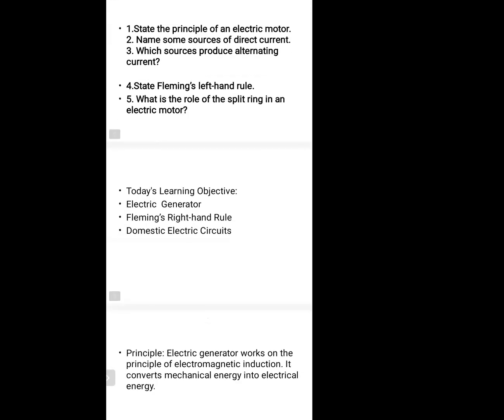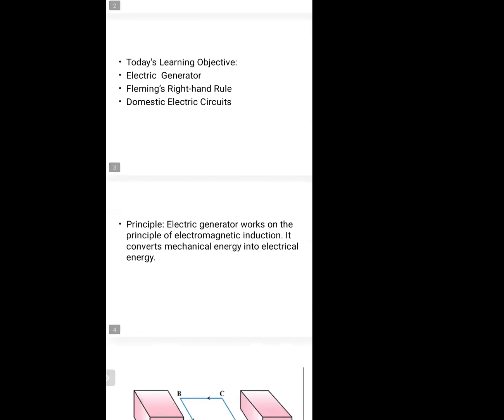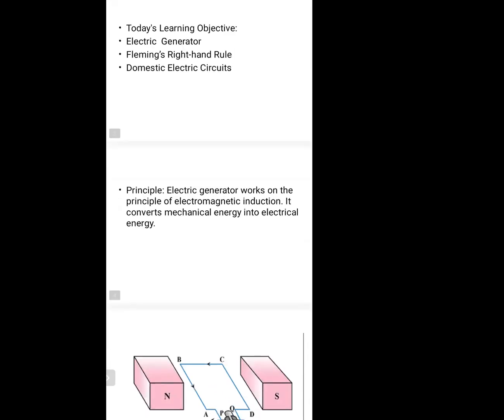Today's learning objective is we are going to learn about electric generator, Fleming's right-hand rule and domestic electric circuits. In the previous class, you learned what induced current is. So how is current induced? The device is called an electric generator. The device which converts mechanical energy to electrical energy is an electric generator. We are going to learn about it in today's class. Am I clear? Yes, ma'am.